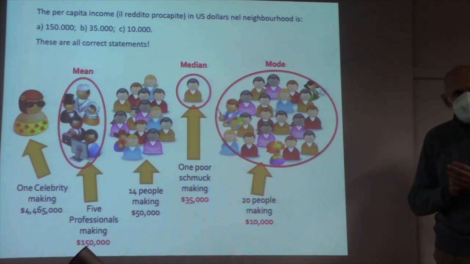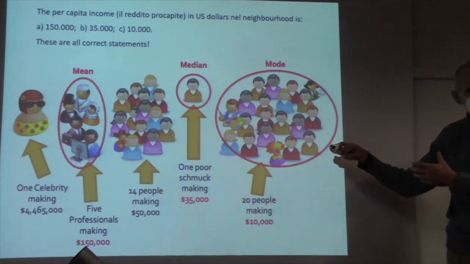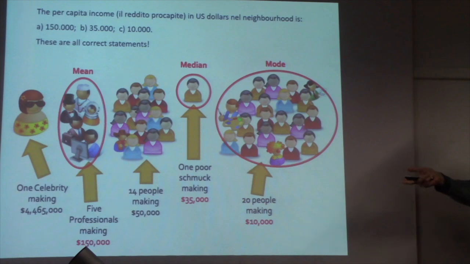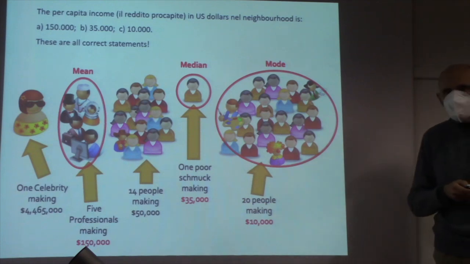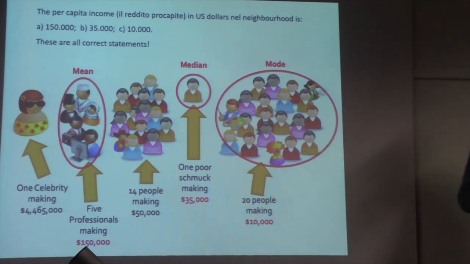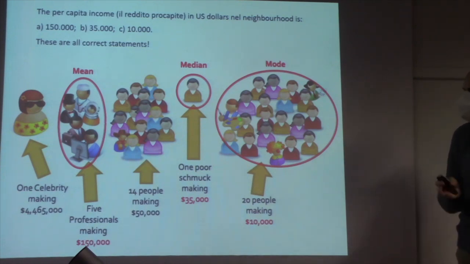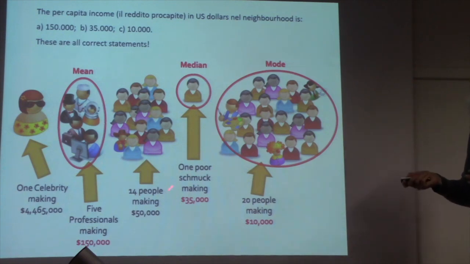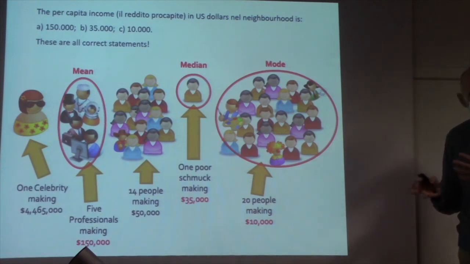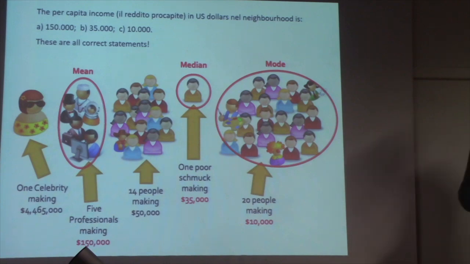Se invece volessi dire, insomma, la maggior parte della gente sta bene o sta male, allora dovrei scegliere la moda e concluderei che la gente sta male. Se invece volessi un indice non troppo influenzato, che mi dia un'idea di come vanno le cose generalmente parlando nel quartiere, probabilmente sceglierei la mediana, e direi, insomma, 35.000 dollari all'anno non è che siano moltissimi.